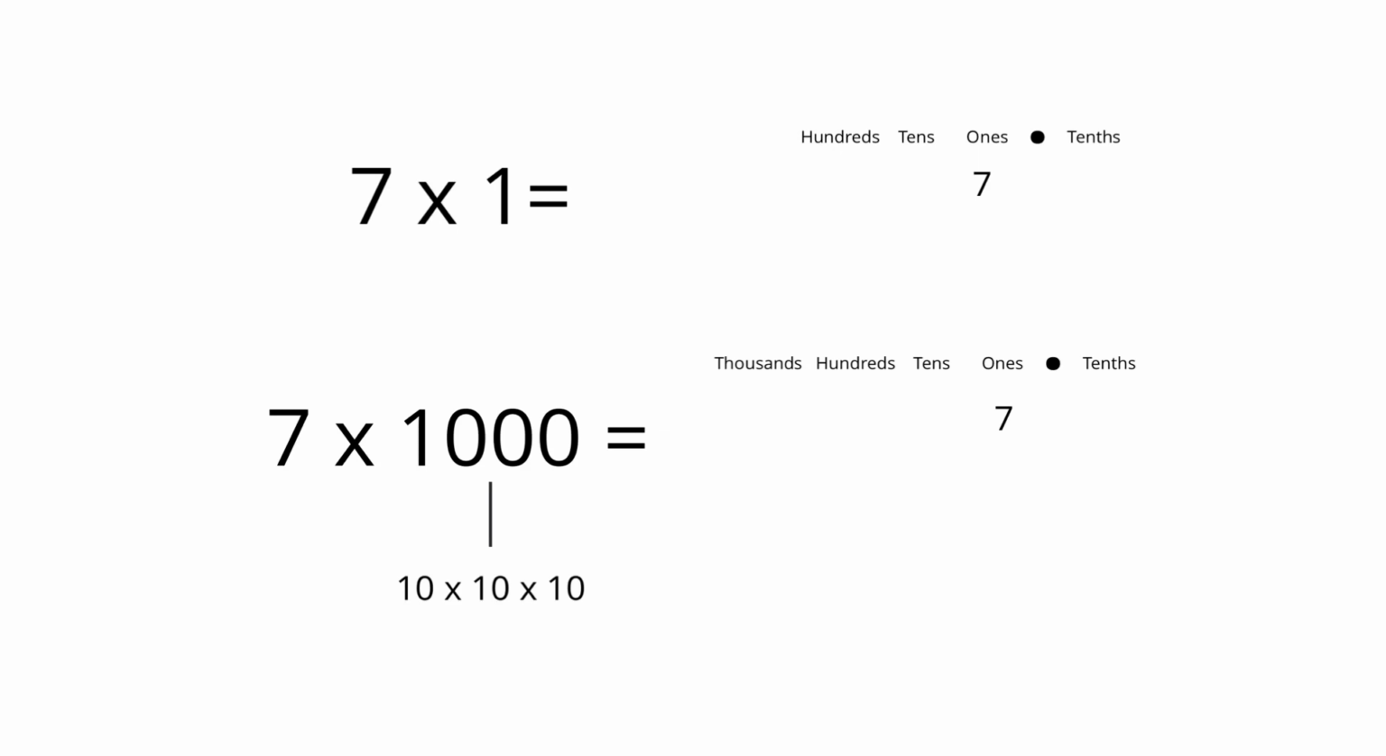Looking at this example here, it's 7 times 1,000. Now, 1,000 is 10 times 10 times 10. And if I follow my rule that for every multiple of 10, I move up 1 place value, then my 7 here is going to move up 1, 2, 3 place values into the thousands here. And I'm going to fill in zeros here to make my final answer 7,000.